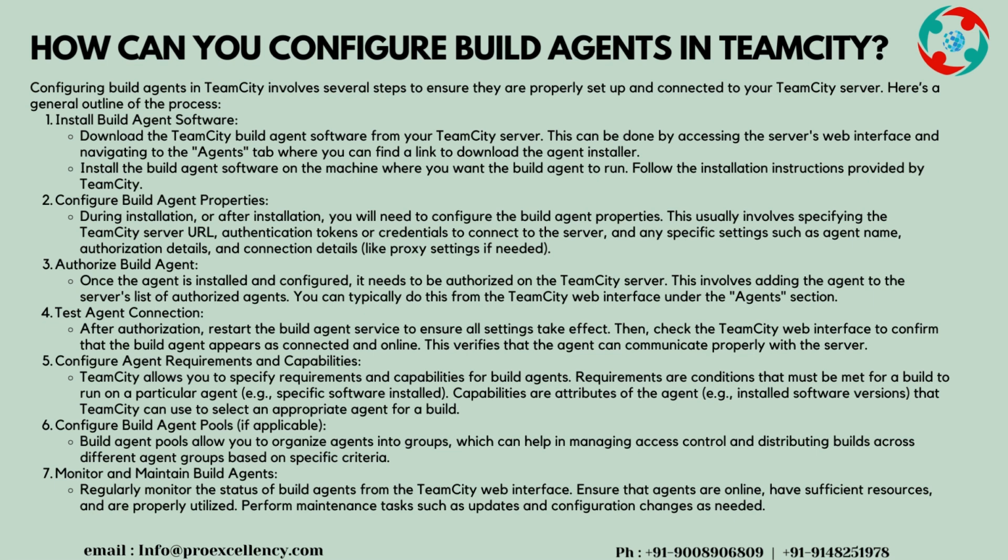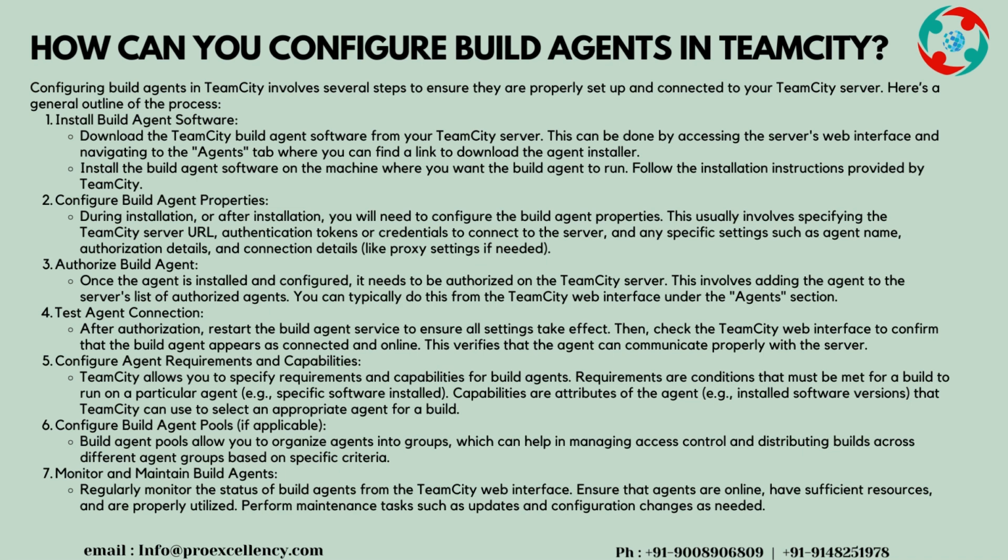Install the build agent software on the machine where you want the build agent to run. Follow the installation instructions provided by TeamCity. Configure build agent properties. During installation or after installation, you will need to configure the build agent properties. This usually involves specifying the TeamCity server URL, authentication tokens or credentials to connect to the server, and any specific settings such as agent name, authorization details, and connection details like proxy settings if needed.